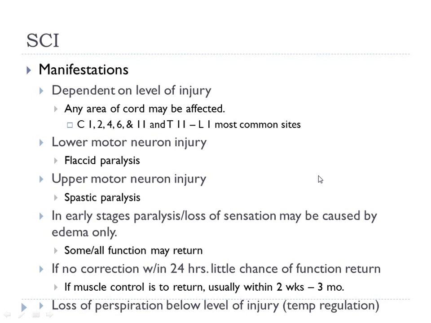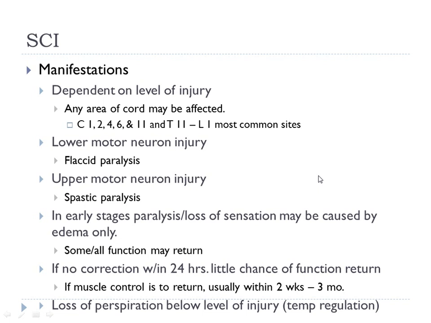Initially, there can be trauma to the area of the spinal cord, and there may just simply be edema. So hopefully, after that edema resolves, neurological function will return. Sometimes that happens. But after a period of time, if this person still does not have any function, there is more and more of a chance that the patient will never have function.